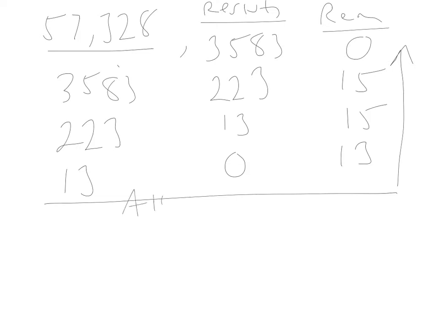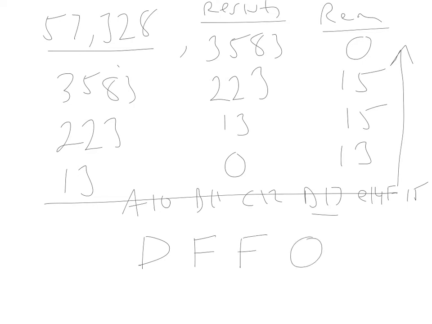So hopefully you can remember A is 10, B is 11, C is 12, D is 13, E is 14, and F is 15. So in reverse order then from what we found, we take 13 first, which is D. Then we have a 15, which is F, another 15, which is F, and a 0, which is just 0, to work out the hexadecimal equivalent of that denary value there.